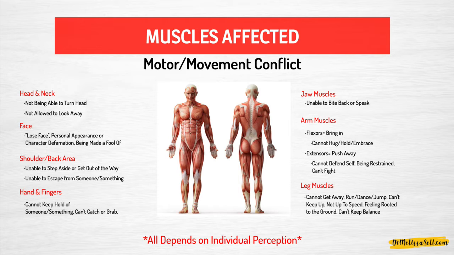The jaw muscles have to do with being unable to bite someone back or speak your mind or snap at someone that you would like to say something to. The arm muscles, the flexors, which bring things in towards your body, could be due to not being able to hug or hold someone. Being unable to push something away with the extensor muscles means you cannot defend yourself, being restrained, can't fight back. And then the leg muscles: can't run away, you can't get away, you feel rooted to the ground in some way, would affect the leg muscles.